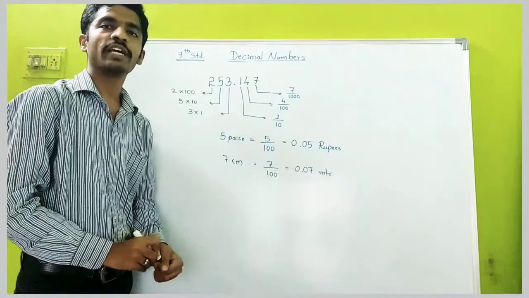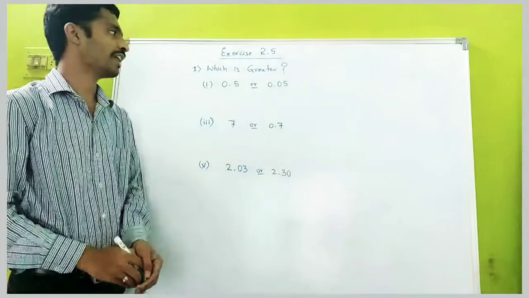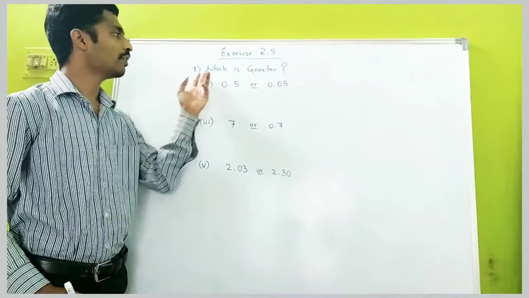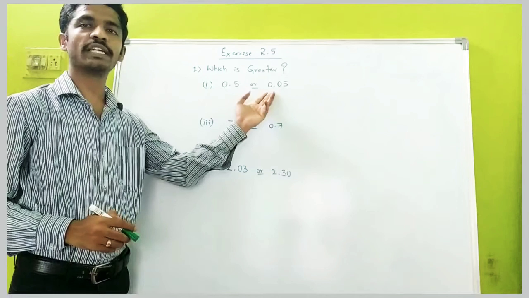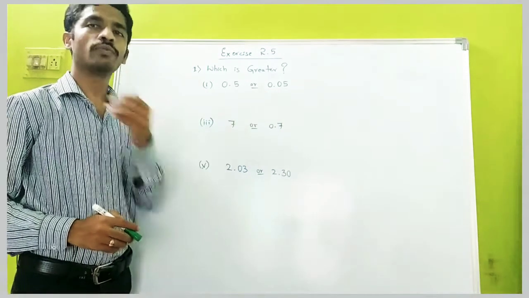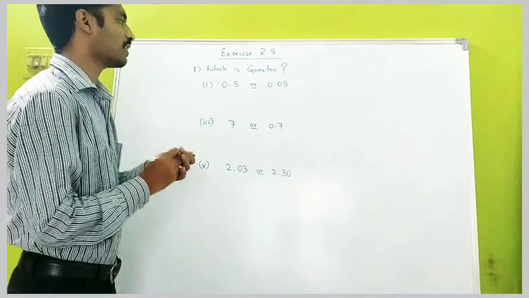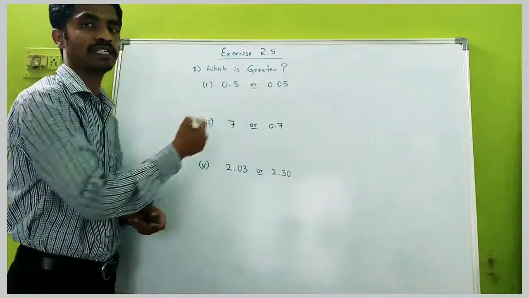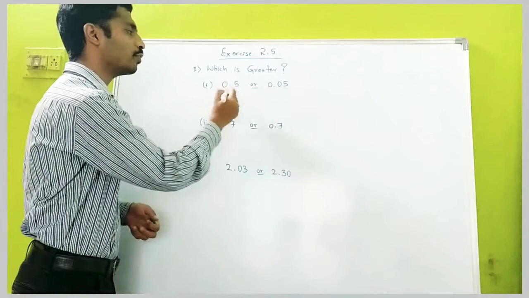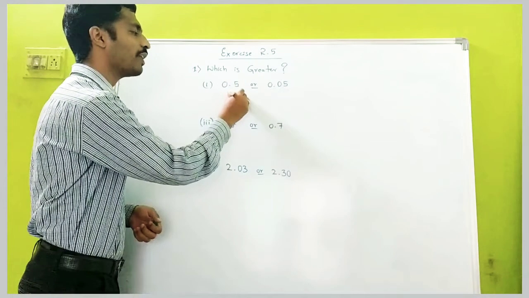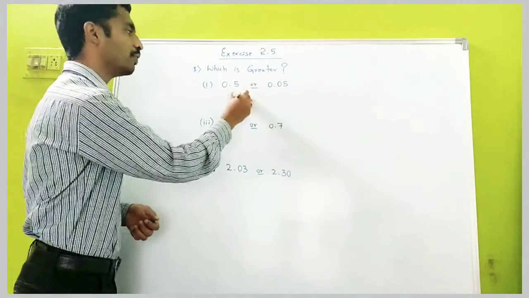Let's go into your exercise. In the first question of your exercise 2.5, we have to say which is greater. Here they gave 0.5 and on the other side 0.05. So what you have to do? First compare the decimal places. Here 2 places are there, here 1 place is there. So make it into 2 places. It means 0.5 becomes 0.50. If there is no place, write the 0.